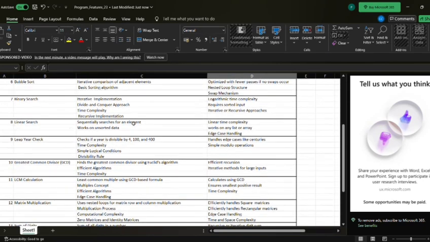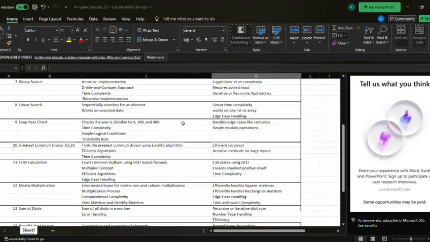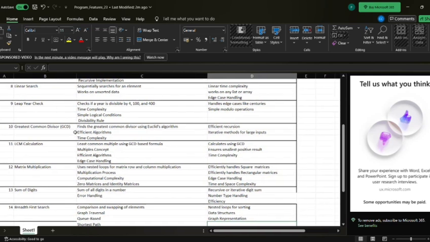8. Linear search: sequentially searches for an element. Linear search checks each element in the array one by one until the target is found. Works on unsorted data: it can be used on both sorted and unsorted arrays.